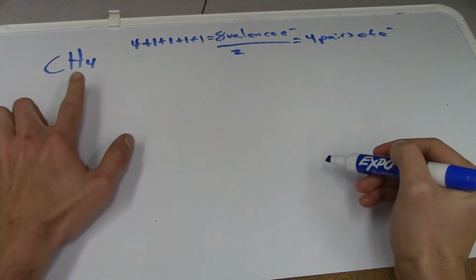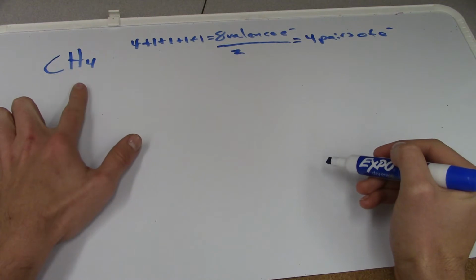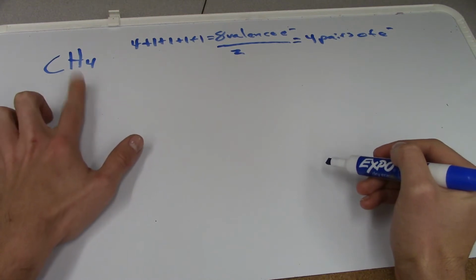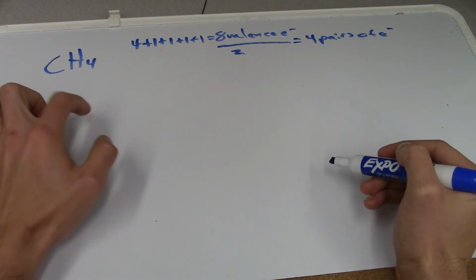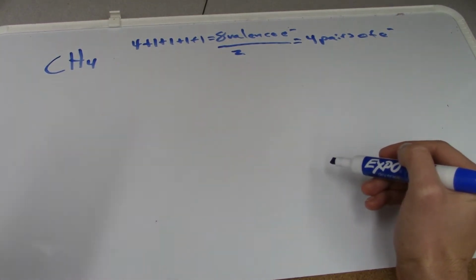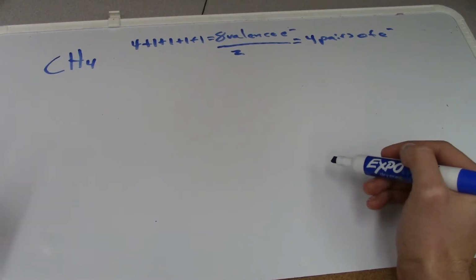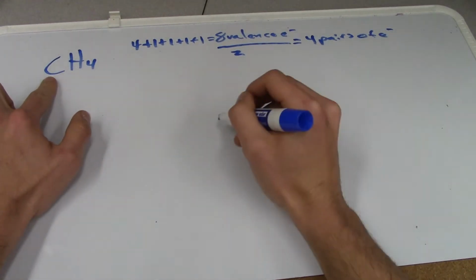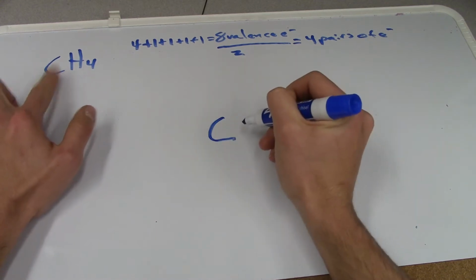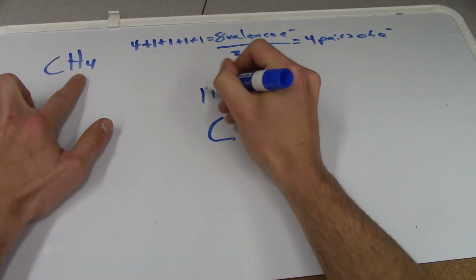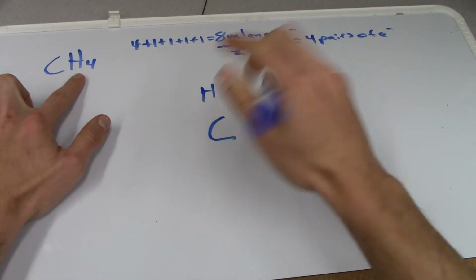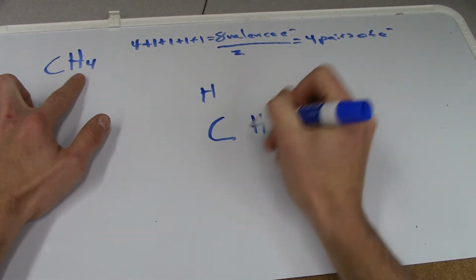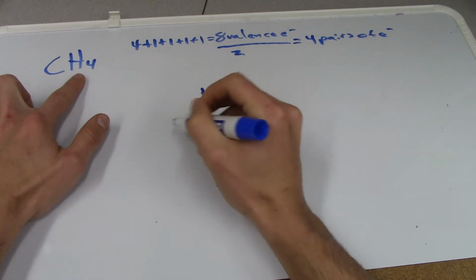My next step is I'm looking at carbon tetrahydride or methane, trying to figure out what my central atom is. I'm looking, the farthest atom that's to the left on the periodic table, that's not H, is going to be my central atom. So it's going to be carbon in this case. And there are generally 4 different places where atoms can go: top, right, bottom, left. So I'm just going to put the exterior atoms around my carbon.